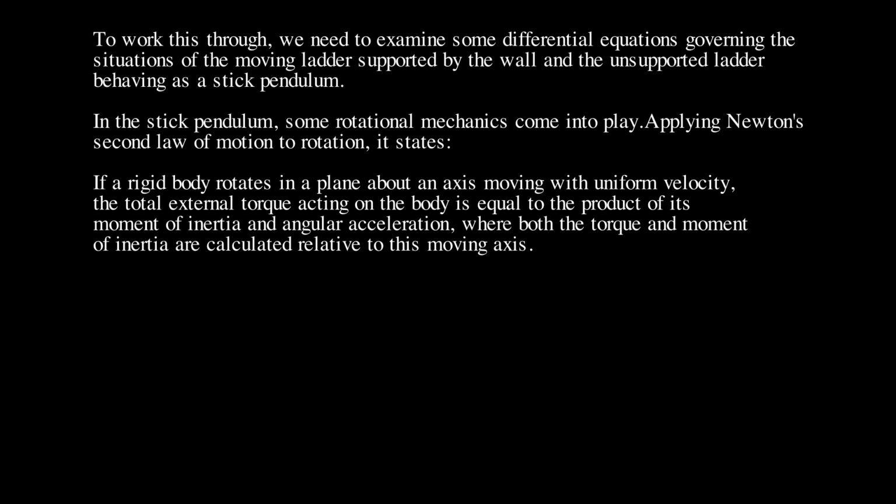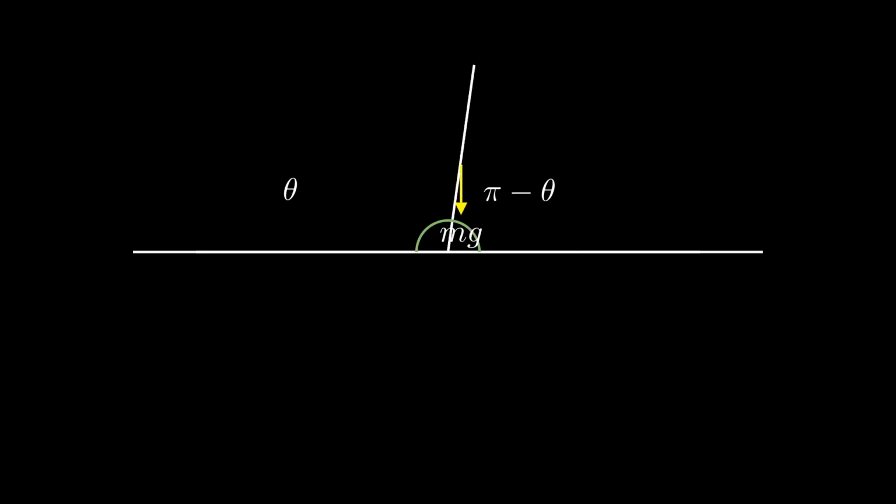Applying Newton's second law of motion to rotation, it states that if a rigid body rotates in a plane about an axis moving with uniform velocity, the total external torque acting on the body is equal to the product of its moment of inertia and angular acceleration, where both the torque and moment of inertia are calculated relative to this moving axis. Writing it down, we have the sum of torque tau is I, the moment of inertia, times alpha, its angular acceleration. This is a model of the rotational situation.